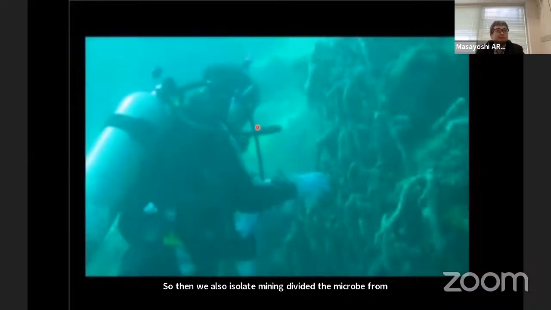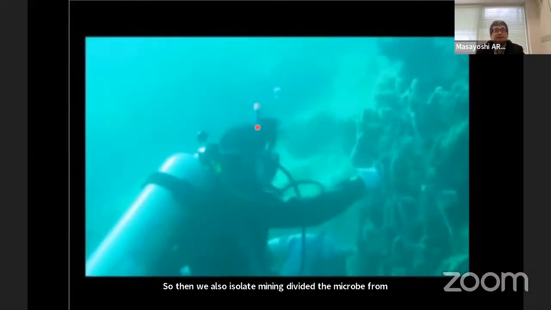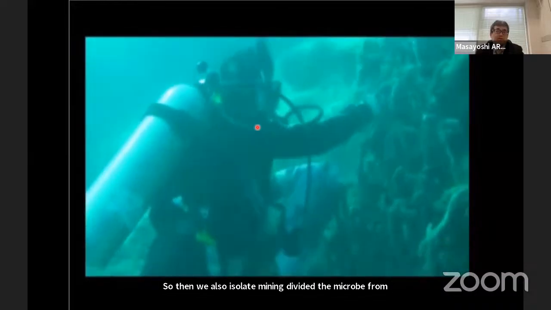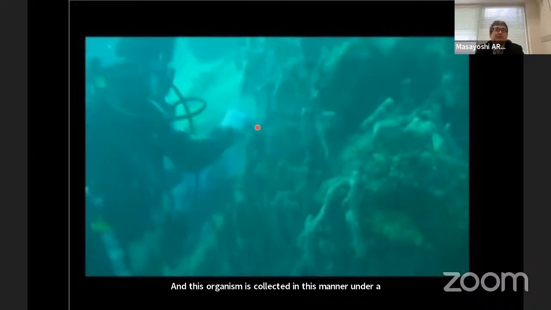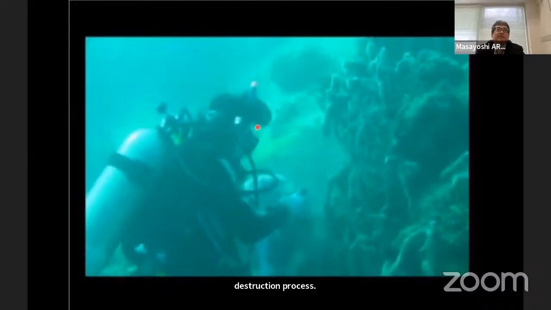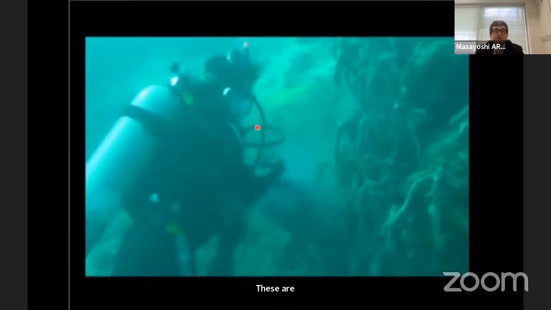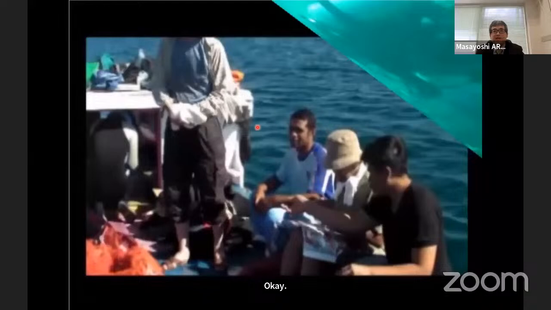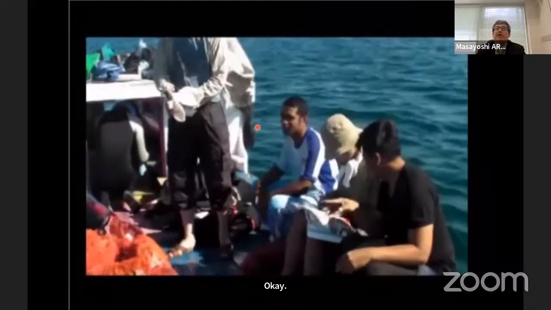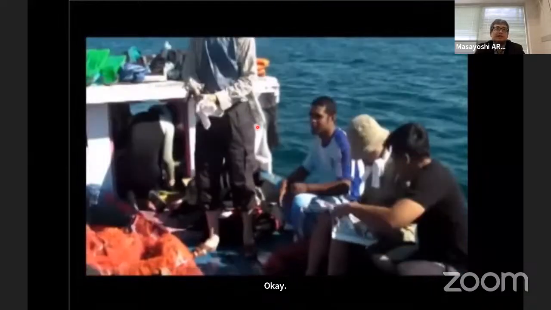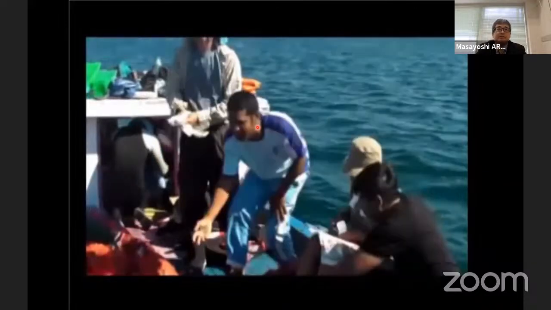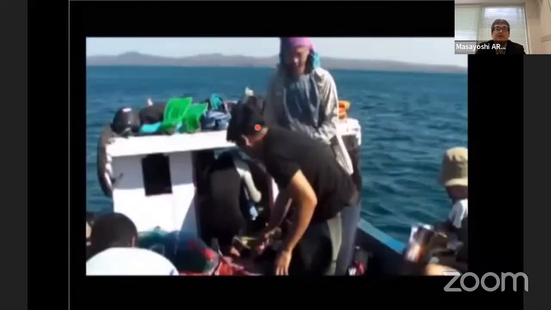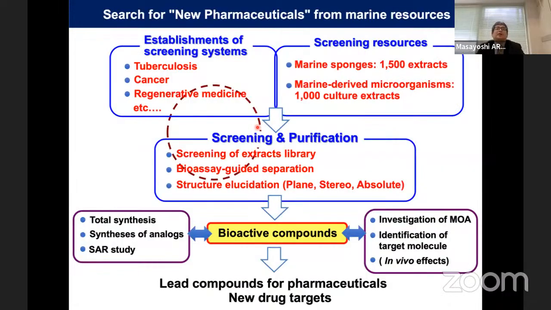And these organisms collected in this manner undergo an extraction process, resulting in the preparation of an extract library. In addition, isolated microorganisms allow for the creation of a culture extract library. And we also perform LCMS analysis on this library. Okay, so I skip this.